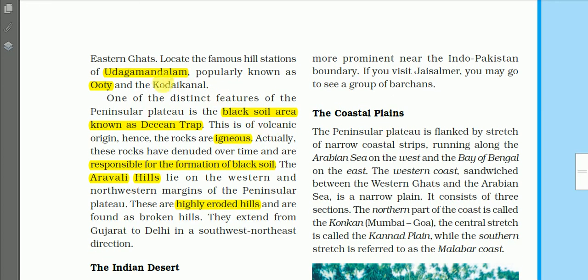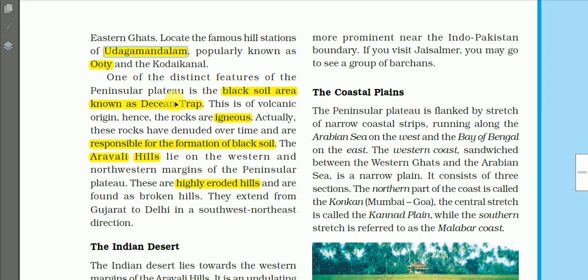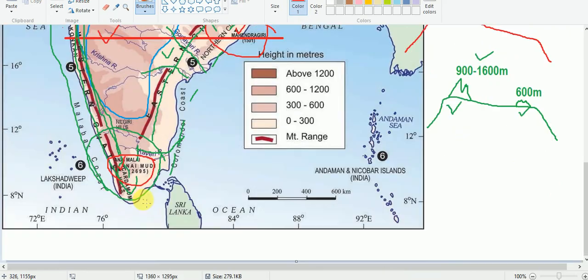And here at the meeting point of the Eastern Ghats and the Western Ghats, you will find the famous hill station known as Udagamandalam. It is also known as Ooty, and Kodaikanal. All these you will find here at this particular point.